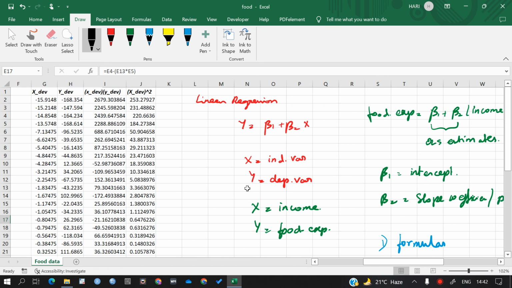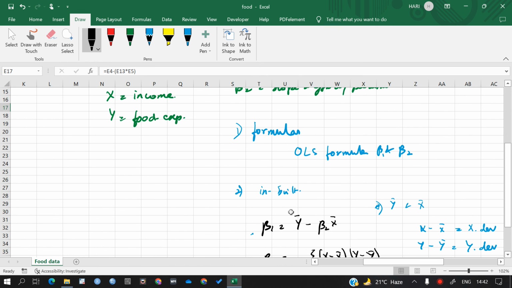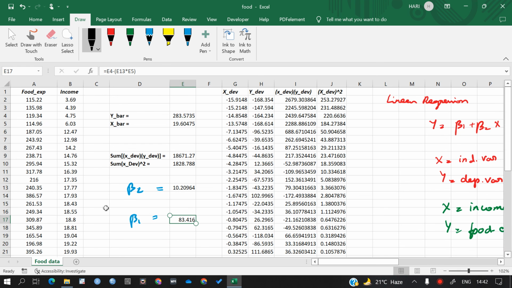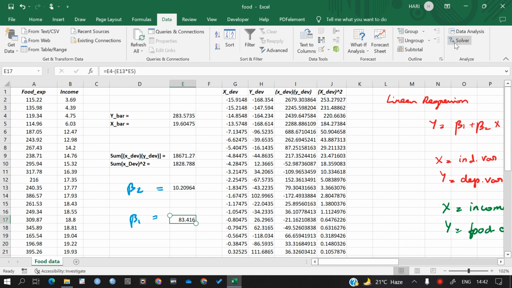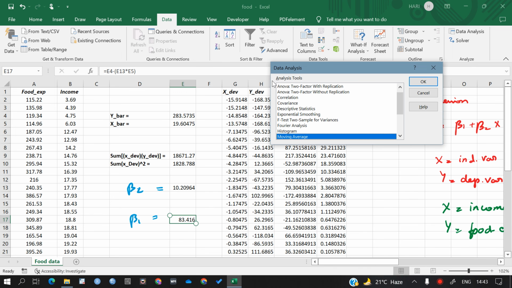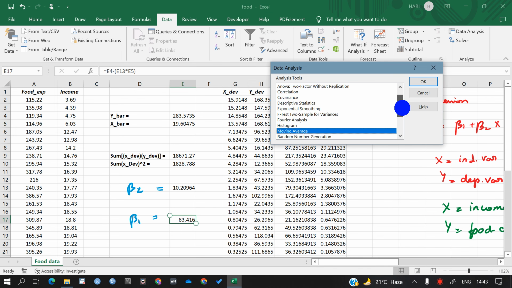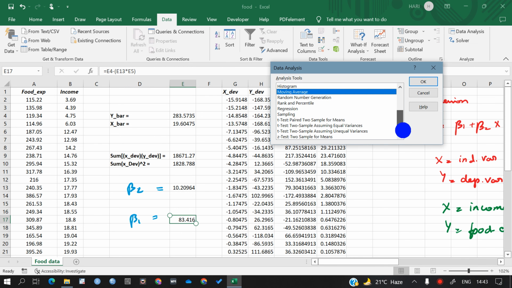Now moving on to the second method, that is the inbuilt method. Now we have completed this one. Now we are going to look at the inbuilt function which we will be using to find the values of beta 1 and beta 2. To use the inbuilt function, go to the data ribbon. In the right corner, you will be seeing this option as data analysis tool. That is the tool for financial and scientific data analysis. So click on that. In that, you will be seeing a lot of analysis tools which Excel has as inbuilt functions. So in that, search for regression, click on regression, then click OK.